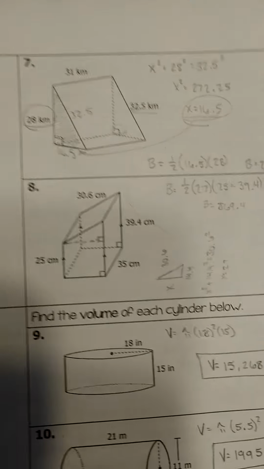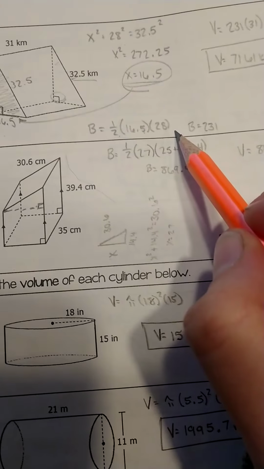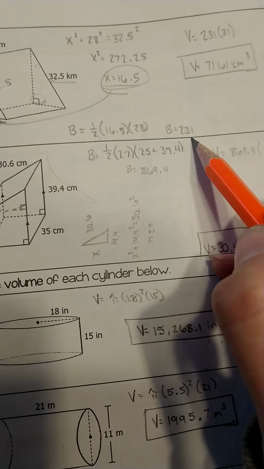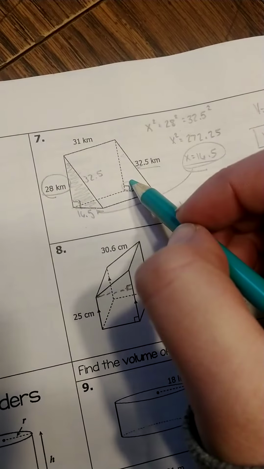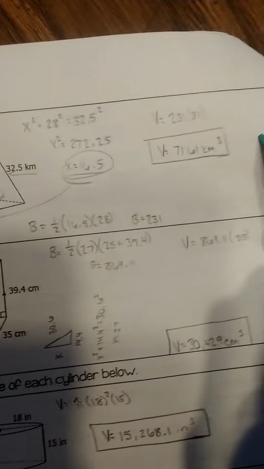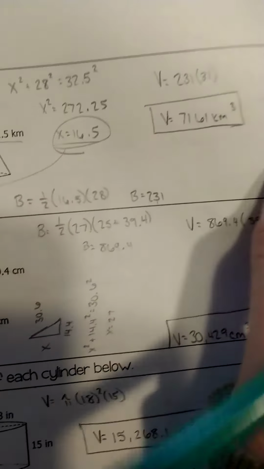Plug that in. So area of the base is 1/2 base times height, and you get an area of a base of 231 units. That is only half of your formula. The other half is the distance between your bases. Our bases are triangles, so the distance from triangle to triangle is 31 units. You plug that in and you get 7,161 kilometers cubed.